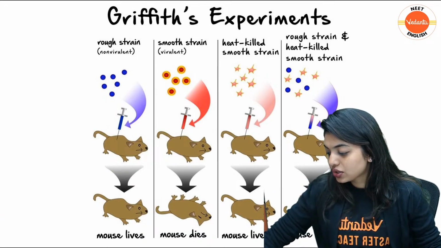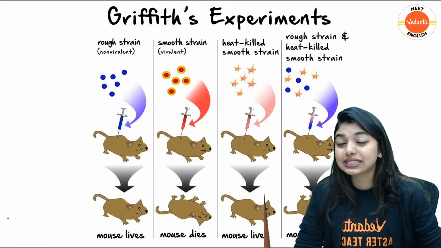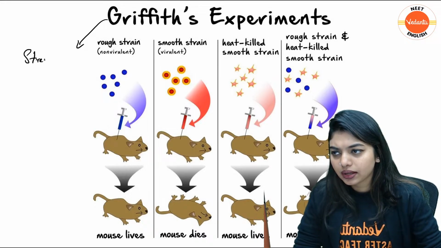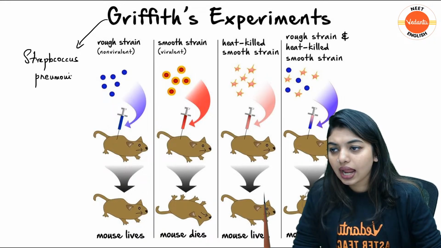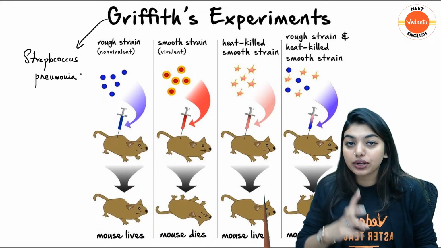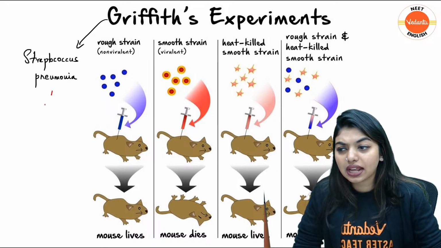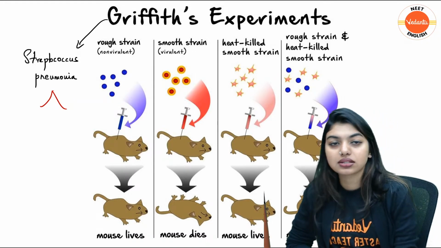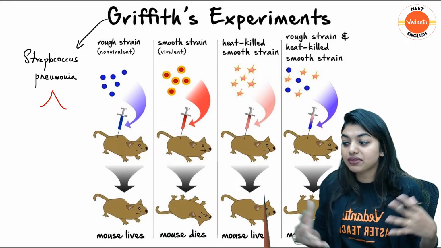So students, what was actually happening? Griffith's experiment was based on Streptococcus pneumoniae. He was working on Streptococcus pneumoniae, and he noticed that it has two strains. When you do different types of experiments, when you're doing your masters or your degree, you will always work on different types of strains. Not everyone will take the same strain.